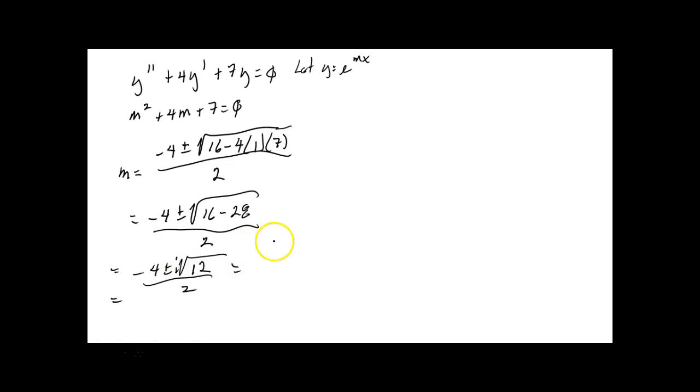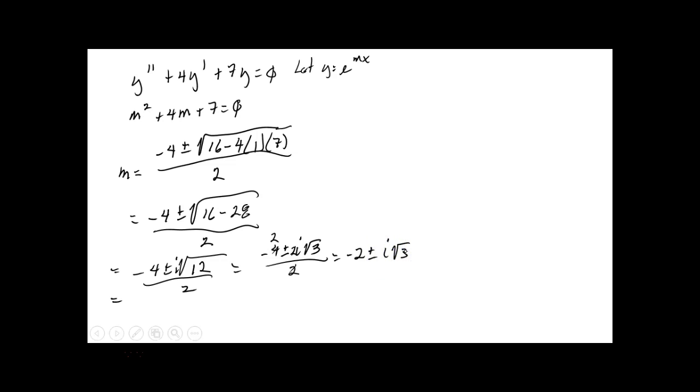That'd be minus 4 plus or minus. Do you see any hidden perfect squares in 12? Yeah, 4 times 3. The square root of 4 is 2, so 2i root 3, over 2. Now what can you do? Okay, so that will give you minus 2 plus or minus i root 3.